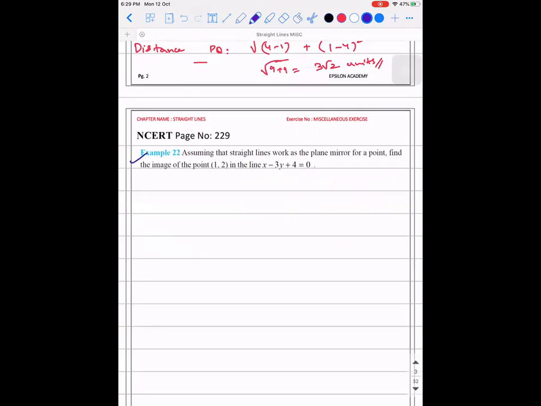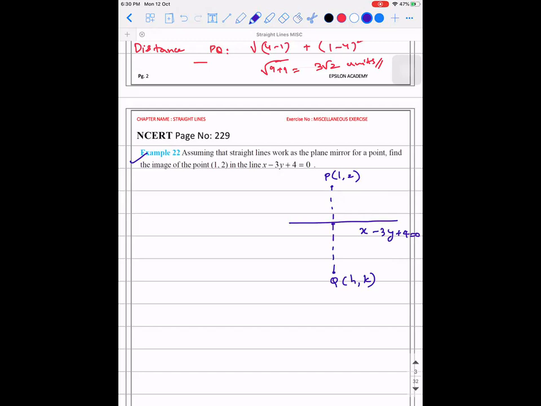Assuming that the straight line works as a plane mirror for the point, find the image of the point (1, 2) in the line. So there is a line like this. Okay, the line is acting like a plane mirror. It's not actually a plane mirror, it's acting like one. So x minus 3y plus 4 is equal to 0. There is a point P which is (1, 2). You need to find the image of this point, (h, k), about this line.